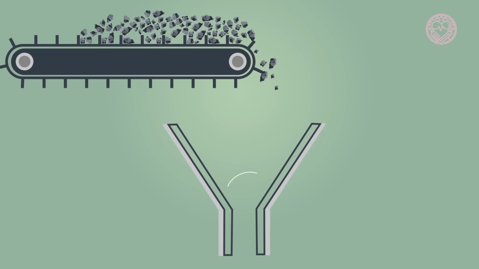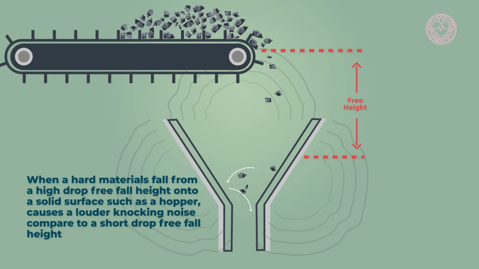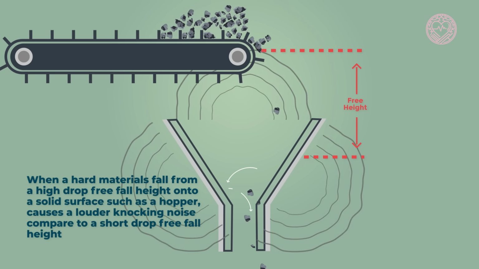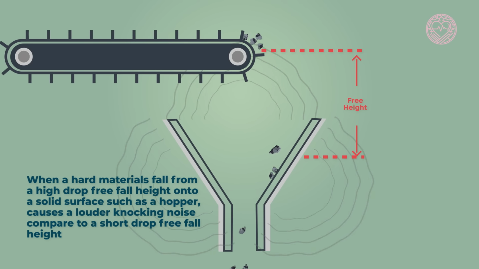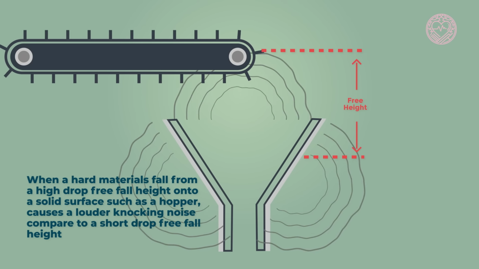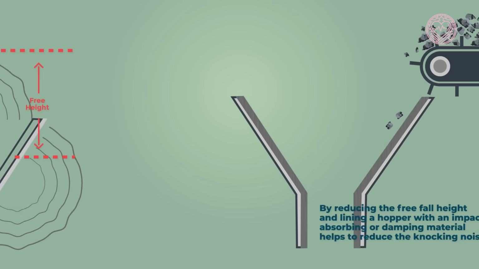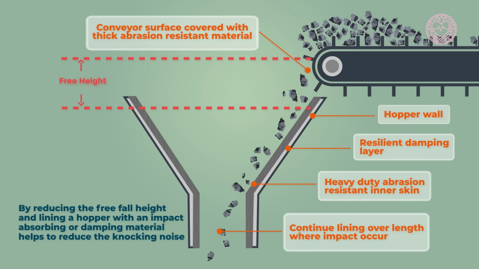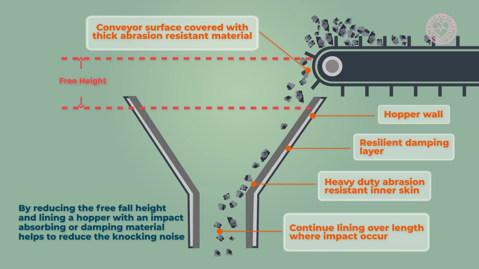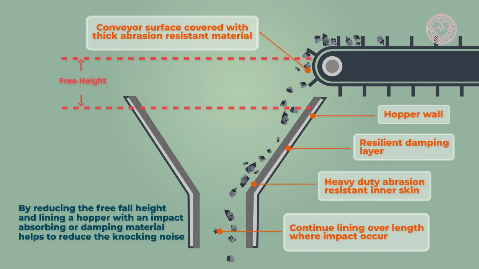When a hard material falls from a high free fall height onto a solid surface, such as a hopper, it causes a louder knocking noise compared to a short free fall height. Reducing the free fall height and lining a hopper with an impact absorbing or damping material helps to reduce the knocking noise.